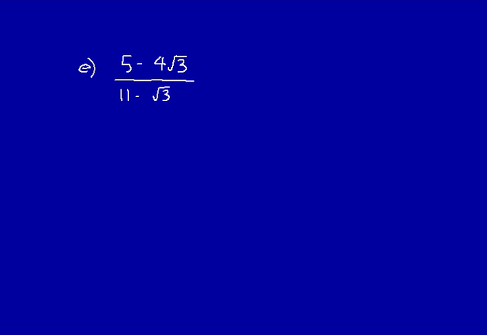So what we'll do here is multiply above and below by the conjugate of the denominator. Remember what that is? That would just be 11 plus the square root of 3. Remember, if you multiply above and below by the same number, it's the same thing as multiplying by 1, right? So it doesn't change the number, it just changes the way it looks. And now what we do, we have binomials that we're multiplying, so we just expand those out. On the bottom, we'd have 11 times 11 is 121, and then 11 times the square root of 3.